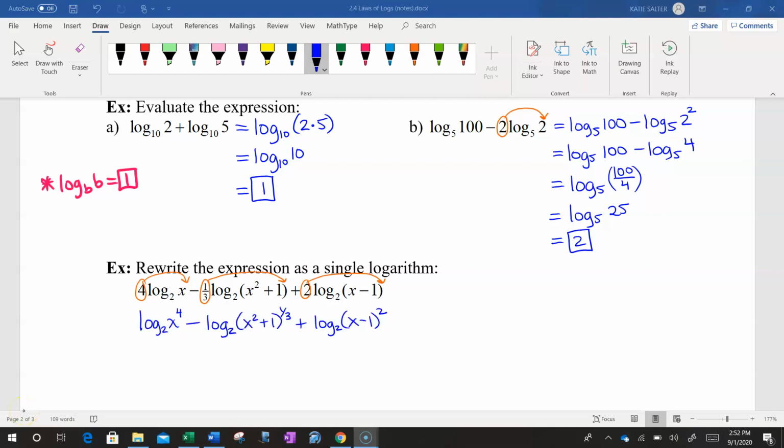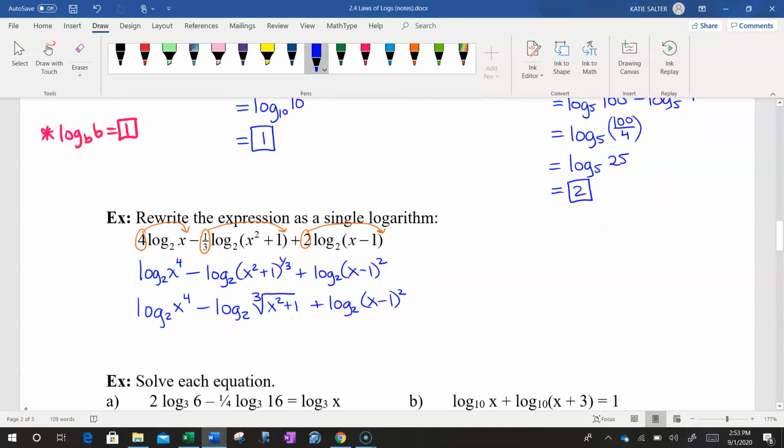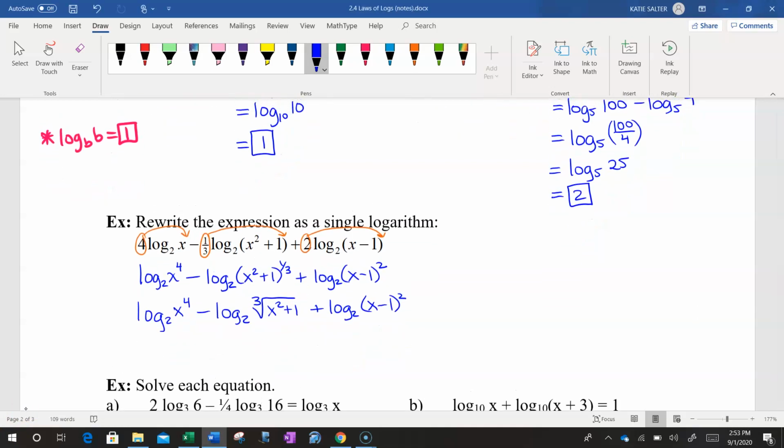So the next step is then if any of them are fractional exponents, we will normally go ahead and change that over to a radical. So you can rewrite this, and just the middle one, we're going to rewrite that as the cube root. That's going to give us log base 2 of x to the 4th minus log base 2 of the cube root of x squared plus 1, and then plus log base 2 of x minus 1 squared.